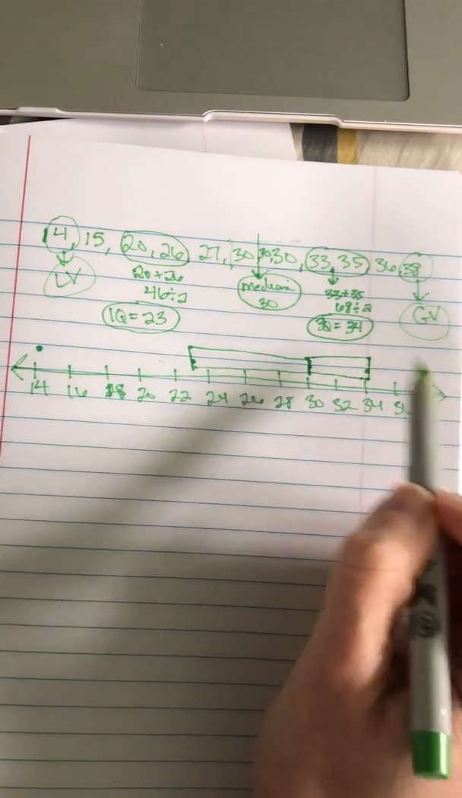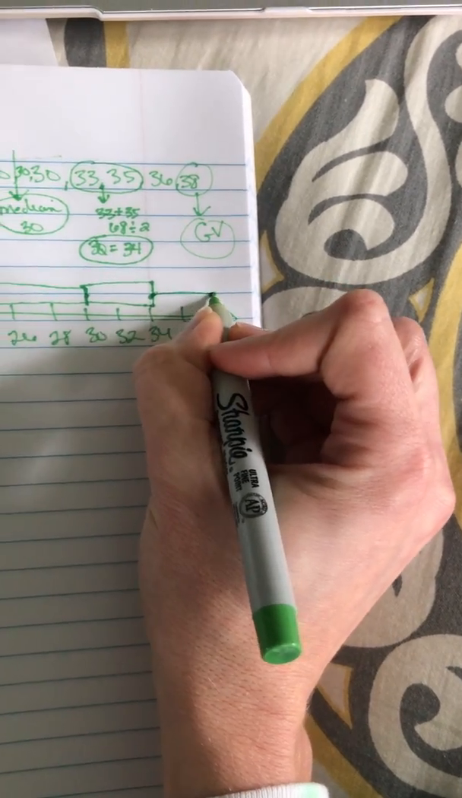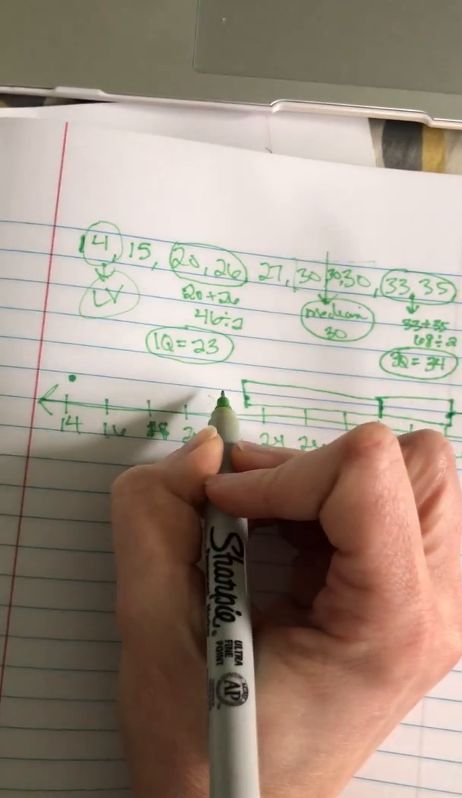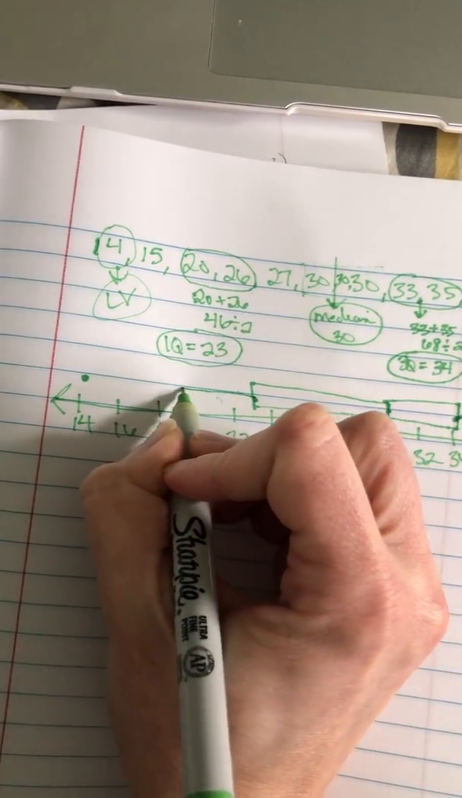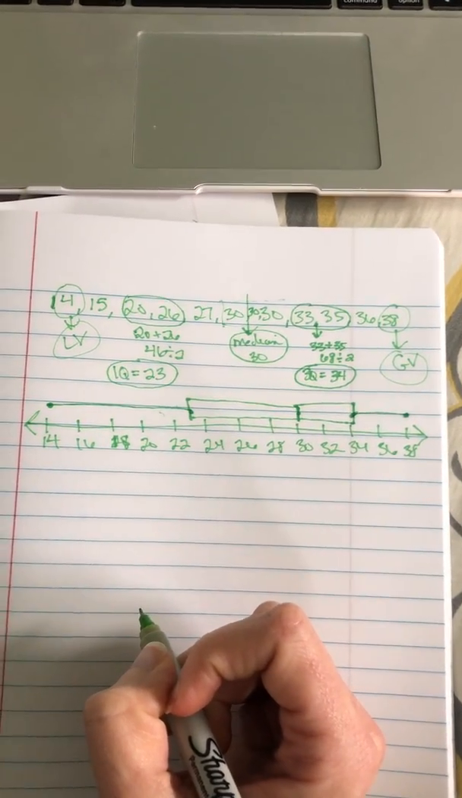and then these are going to be my whiskers, okay? So from my third quartile to my greatest value, and from my first quartile to my least value. We did it. We made a box and whisker plot.